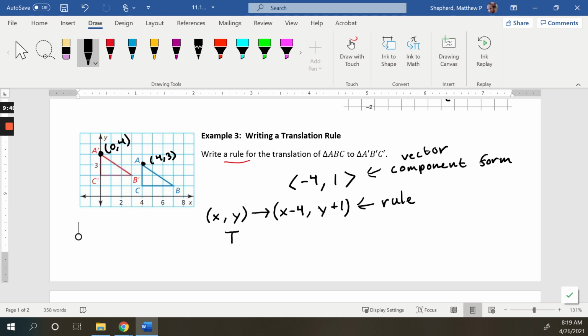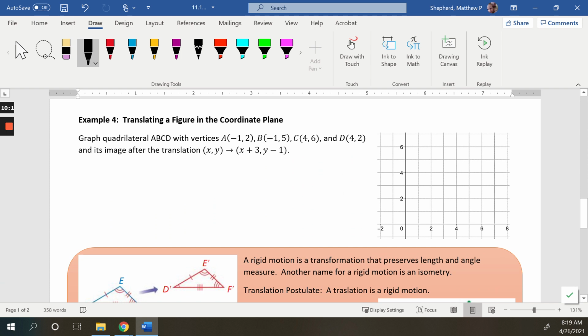So another way of writing this rule is we use a big T for translation, and then we put that vector component form just down here in little. So we translate it backwards 4, up 1. Okay. But this is probably how they're going to ask you to write the rule when you're working on your assignment.